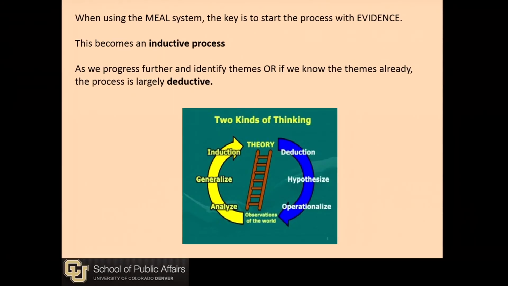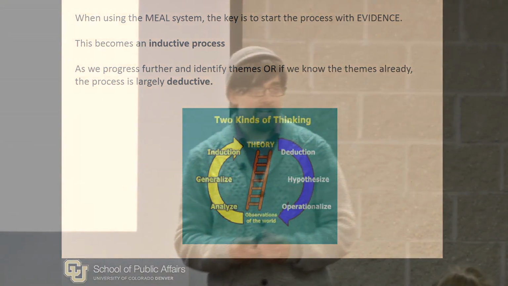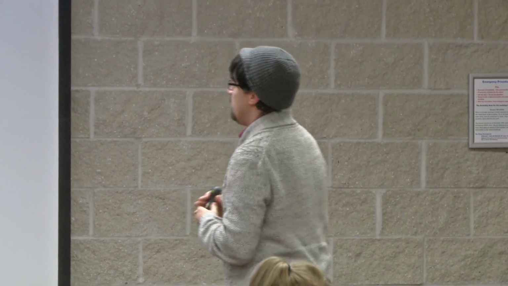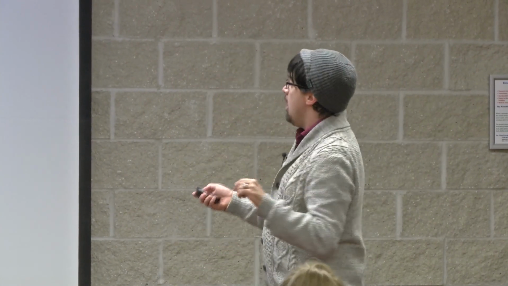So you're using this MEAL system. The key point is to start with evidence. I began by saying this is an inductive process. And inductive reasoning is what? Specific to general, right? Exactly. And deductive is basically the flip of that. So it really is, in many ways, an inductive process first, and then a deductive process as you go on. Inductive meaning you read a bunch of studies, here's what they say overall, and deductive to identify, I need to try to find this particular element of the literature.